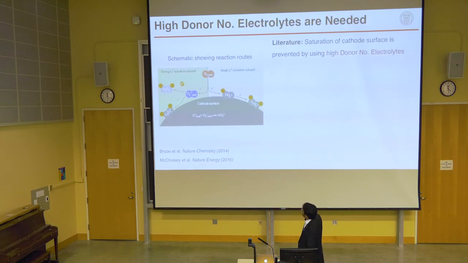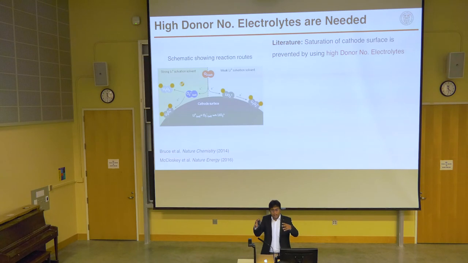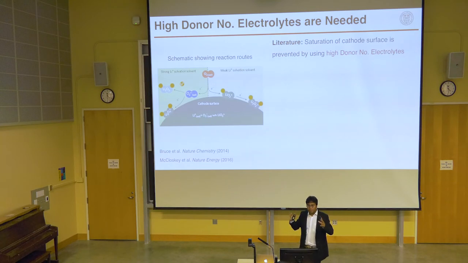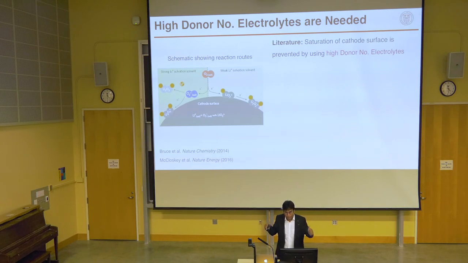Previously, some researchers did calculations to find that if someone has a high donor number electrolyte, or electrolytes which are basic in nature, then this problem can be solved. Because in these high donor number electrolytes, lithium peroxide is formed through a different route, where it first forms a lithium superoxide molecule, which can be solvated in that electrolyte. So they grow bigger in size in the electrolyte before saturating on the cathode surface. So if you do that, then the size of lithium peroxide would be much bigger, so it won't completely saturate the surface. Right? So that's the prediction from the theory.